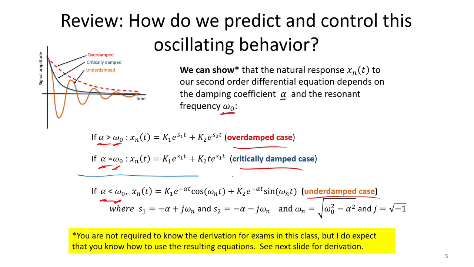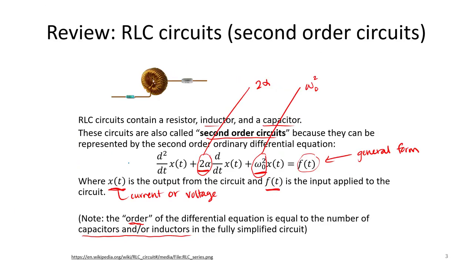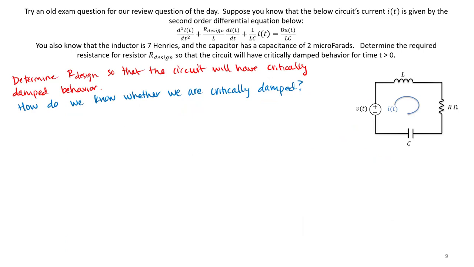Notice that in order to be critically damped, our damping coefficient alpha must equal our resonant frequency omega naught. And remember, we can determine alpha and omega naught directly from our second-order differential equation. So we can use these bits of knowledge to help us find R design. So remember, to be critically damped, we know that alpha must equal omega naught.